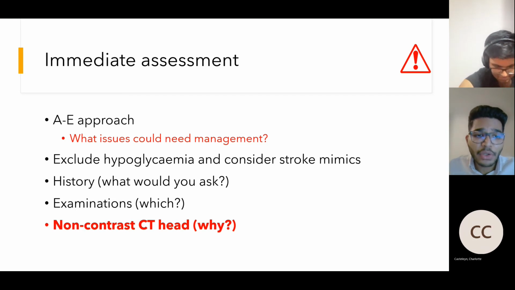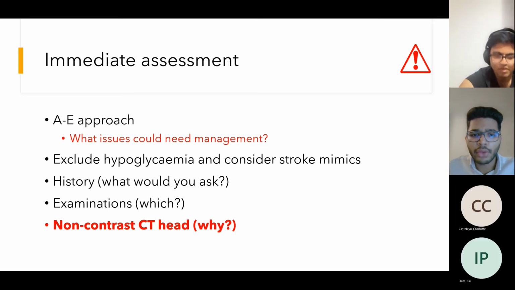Immediately also, we want to check a blood glucose. We want to check that he's not hypoglycemic, and consider any other of those stroke mimics.